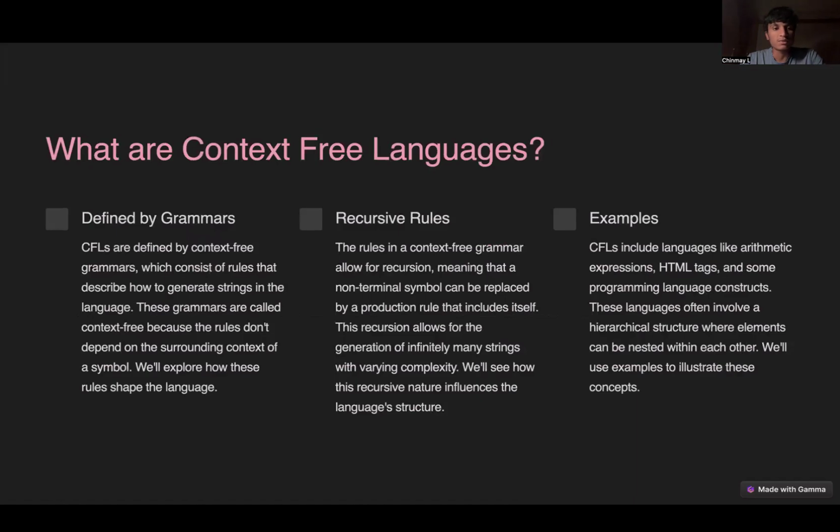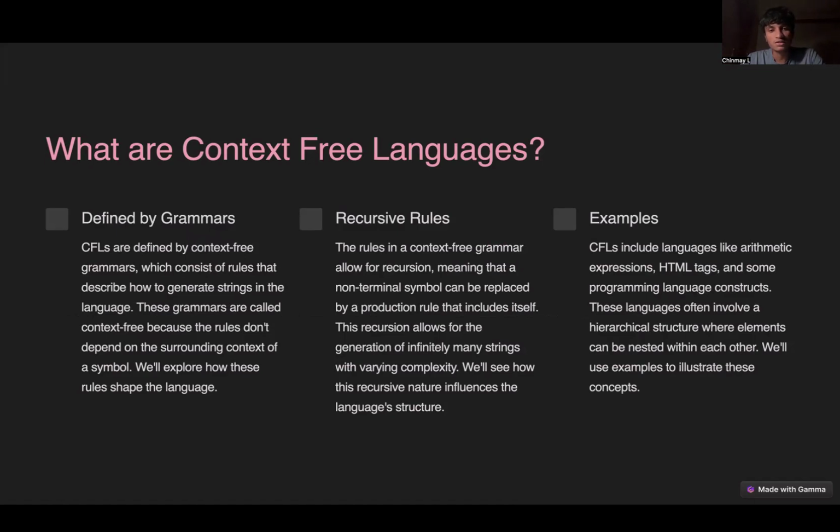What are context-free languages? Defined by grammars, CFLs are defined by context-free grammars, which consist of rules that describe how to generate strings in the language. These grammars are called context-free because the rules don't depend on the surrounding context of a symbol. We will explore how these rules shape the language.